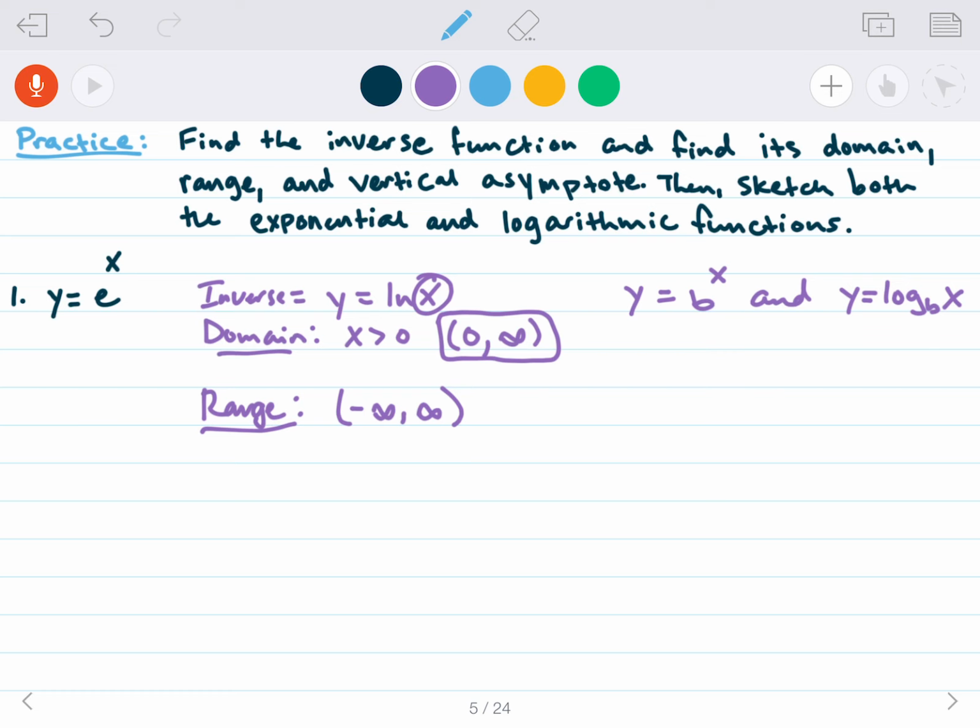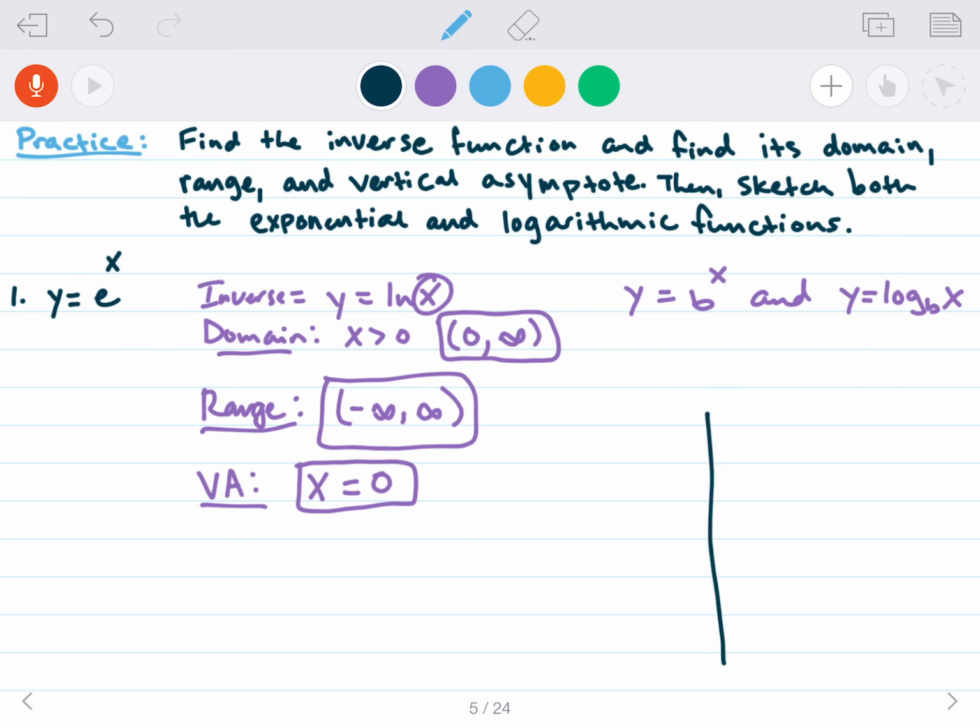And let's talk about the vertical asymptote. I'm going to denote that as VA. So that is where the argument is going to equal 0. So the argument here is x. When does x equal 0? Well, at x equals 0. So this is our vertical asymptote. We've got our domain, range, vertical asymptote. And let's do a quick sketch of both of these guys.